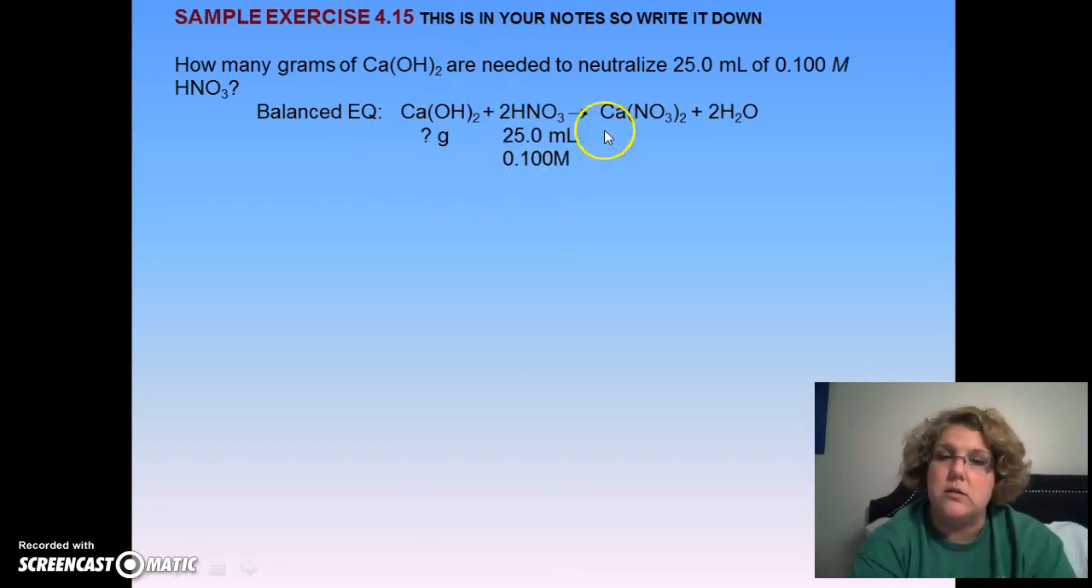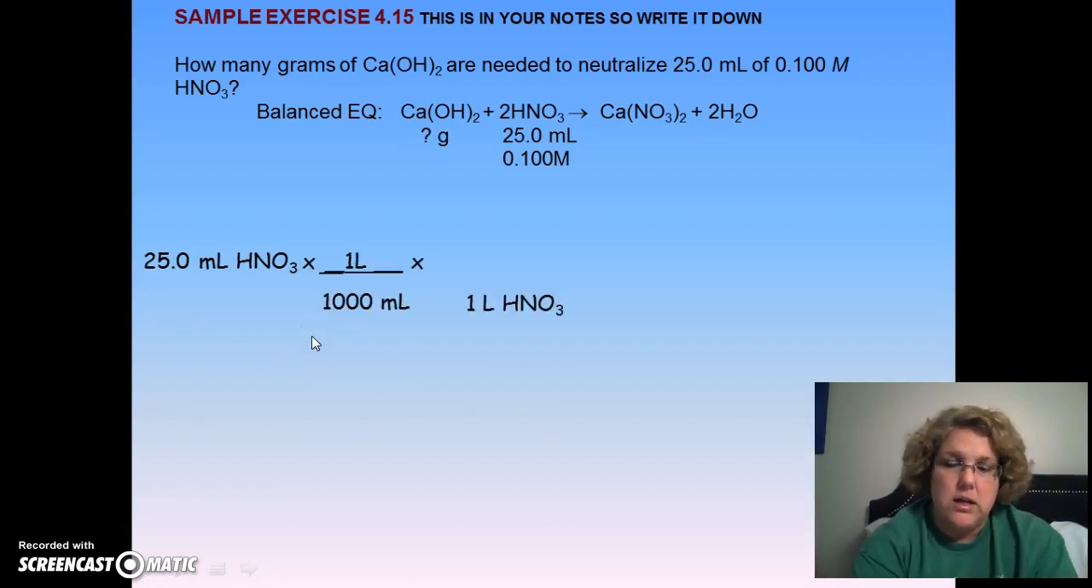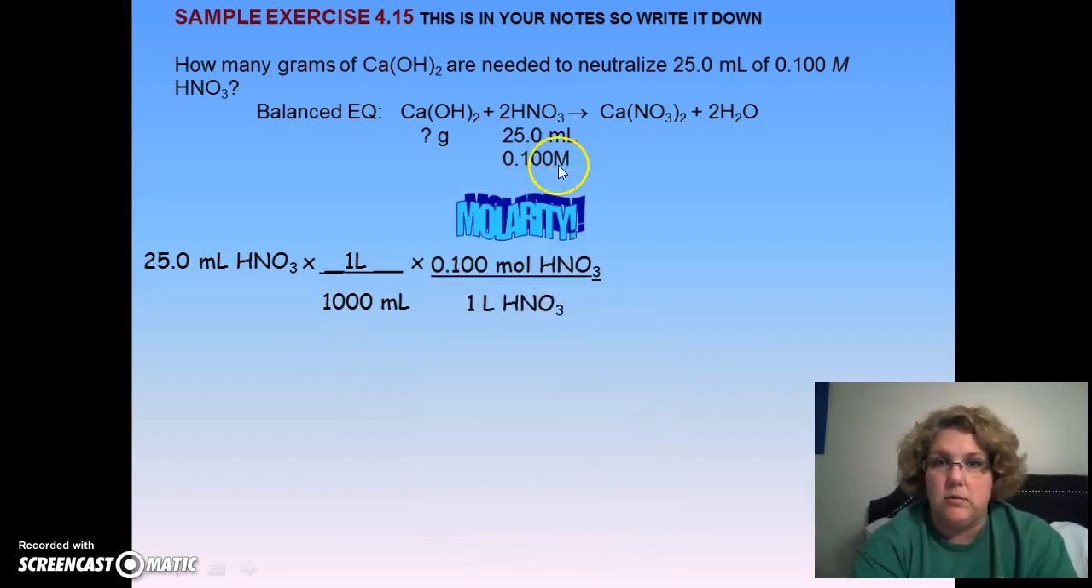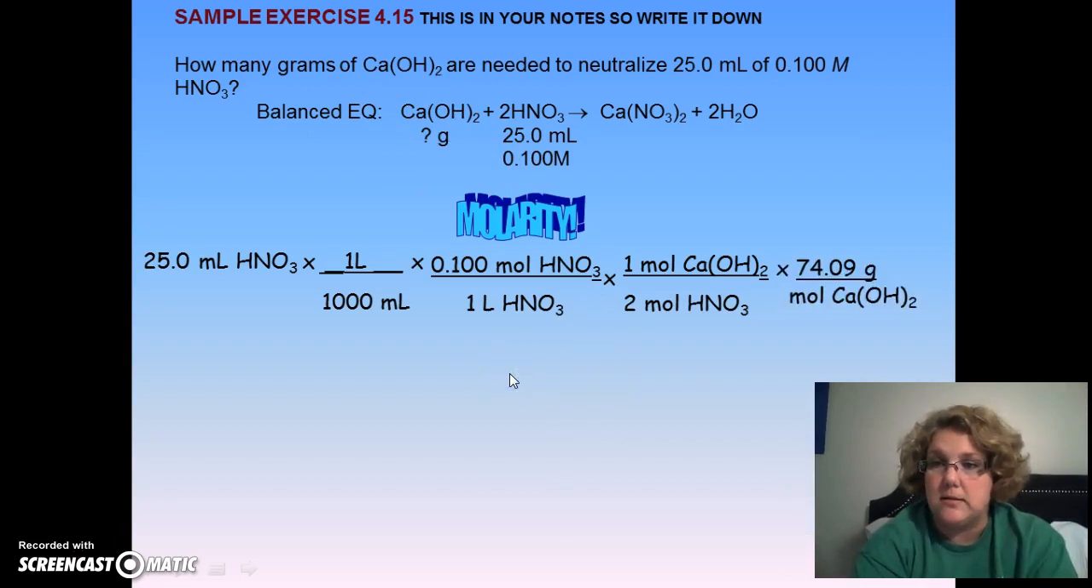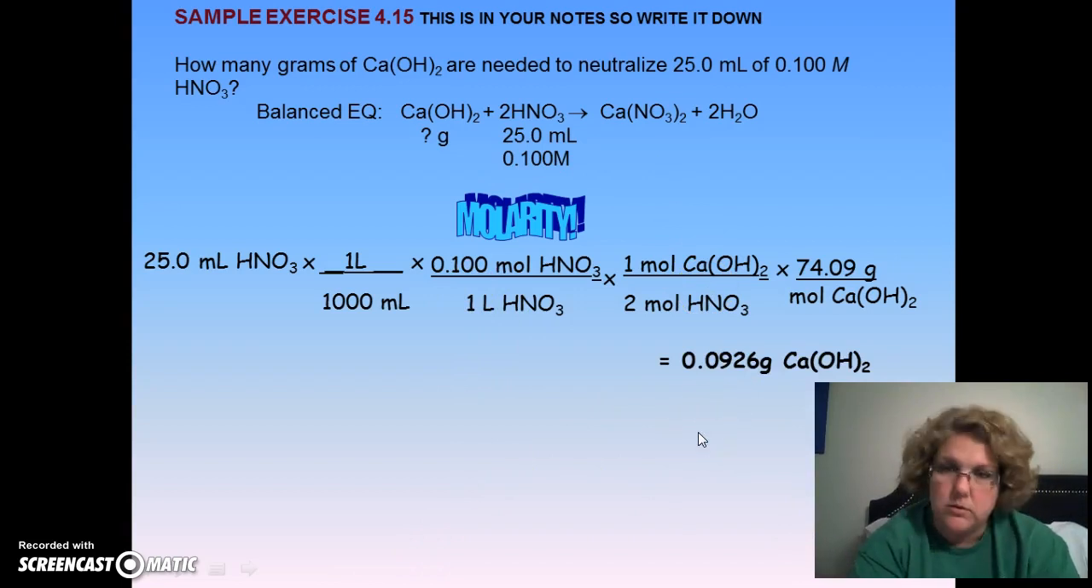So where do I start? Well, I'm going to start with a chemical that I know everything about, and that's my acid. Which number do I start with? The one that tells me how much. I have 25 mL of it. Convert that to liters, of course. And for every 1 liter, there's 0.1 moles. That's my molarity, 0.1 molar. Now that I have moles of acid, I can convert to moles of base using my coefficients, 2 to 1. And I want grams of calcium hydroxide, so I just use the molar mass. And ta-da, I'm going to go ahead and round it to 3 sig figs.